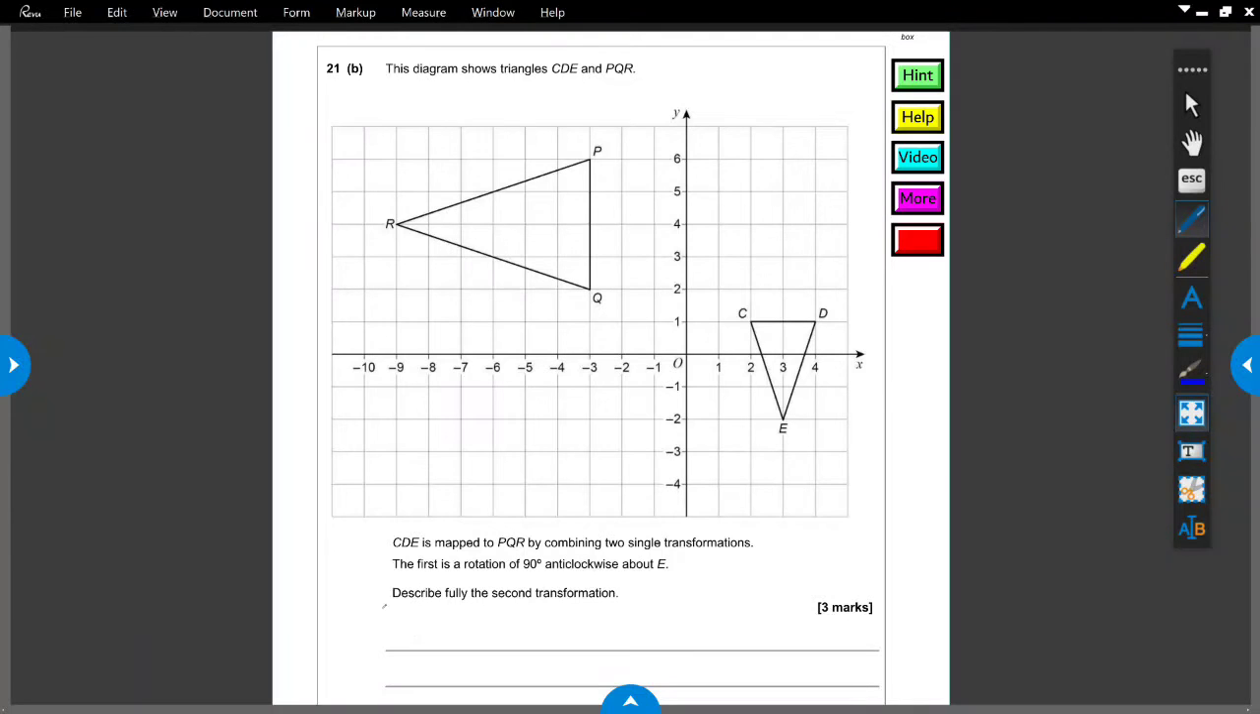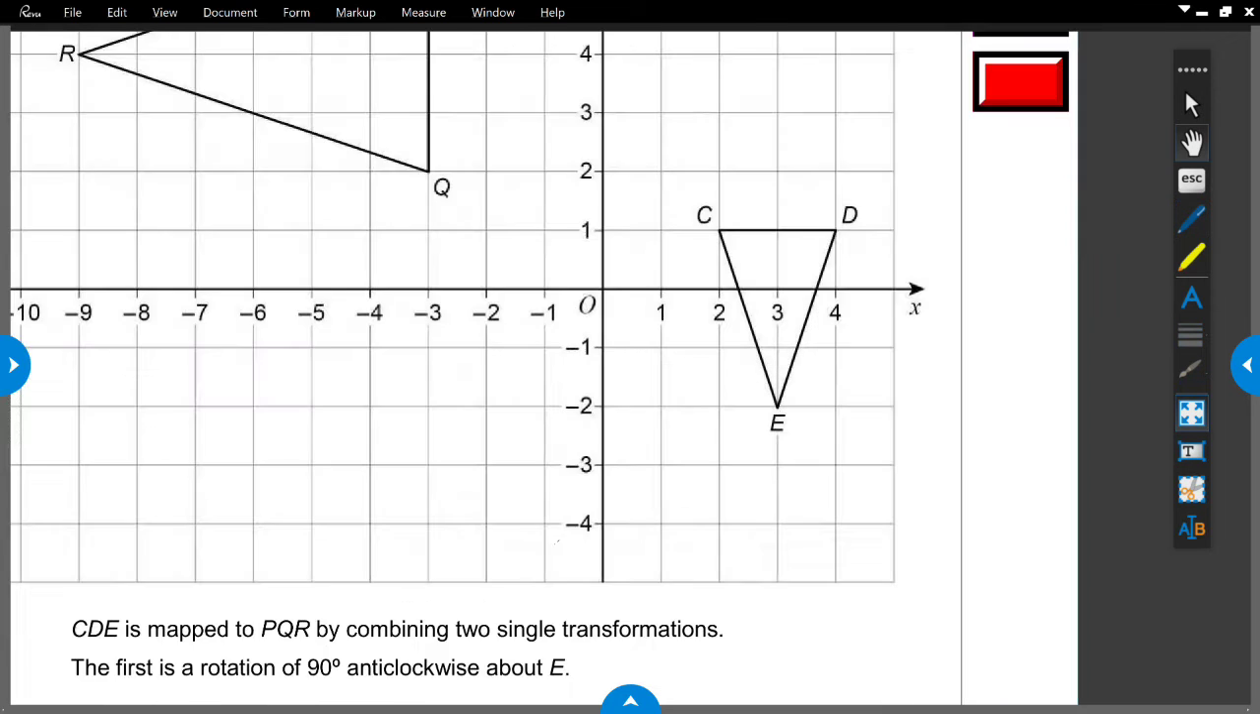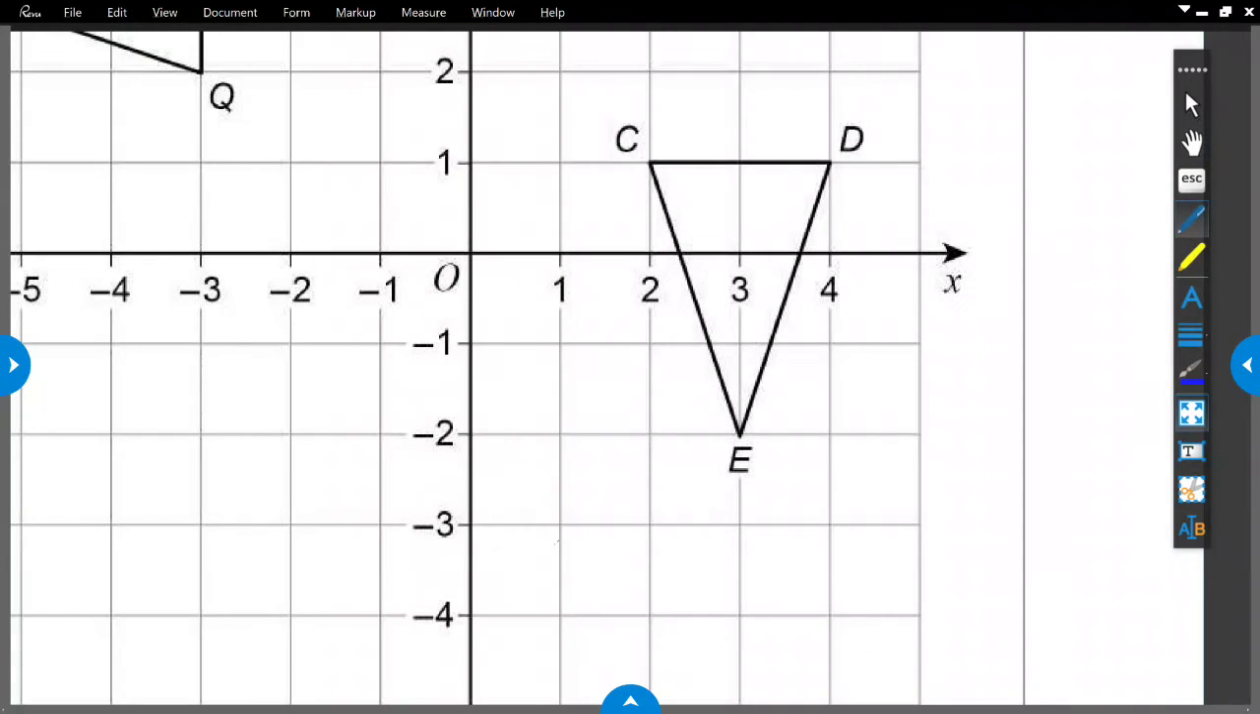To find the second transformation, we first need to show what the first transformation is like. So we're rotating 90 degrees anti-clockwise about E. If we're rotating about E, point E is going to stay the same because it's rotating around that point. It's just not going to move, whereas the others are going to move 90 degrees around this way.